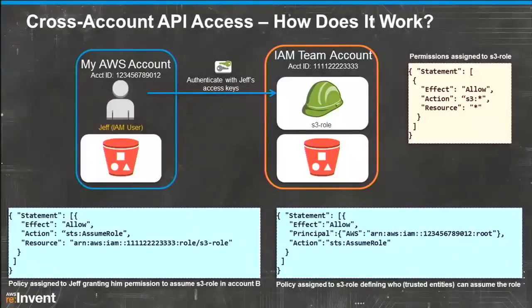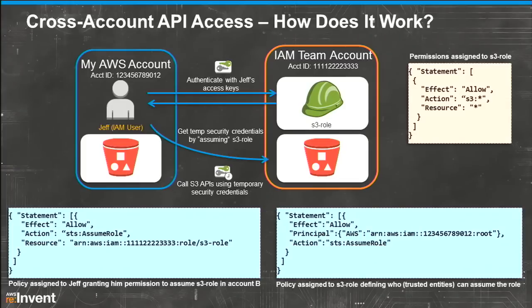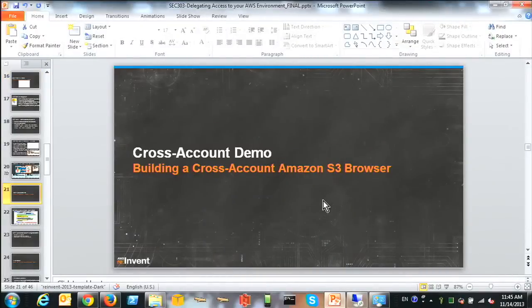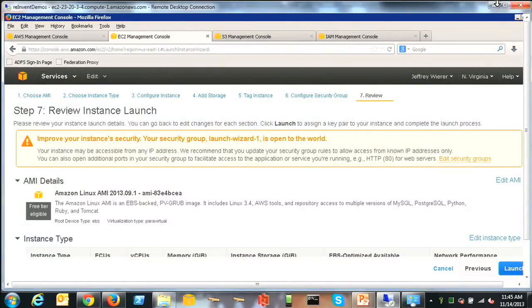What ends up happening is Jeff uses his IAM keys to call STS, and I request a set of temporary security credentials for this S3 role. I get back a set of those temporary security credentials, all right? Those are part of the session. And then I use those, the keys and the token, and I make a request, probably using the SDK, to request objects that are in the bucket in the other account. So let me give you an example of an application that I wrote that allows me to do this.